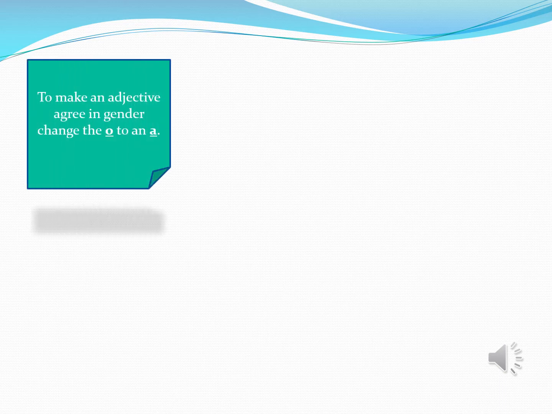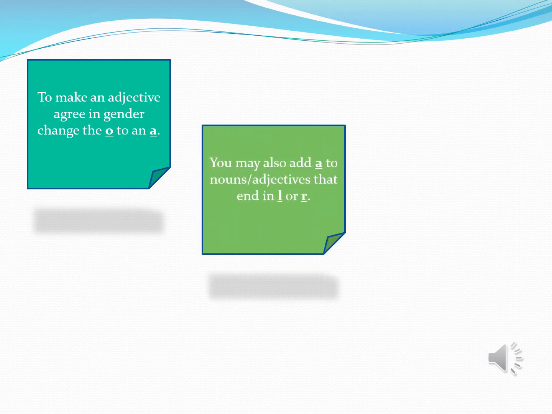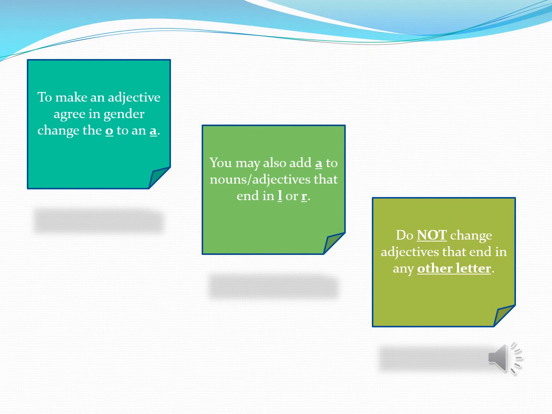So to make our adjectives agree in gender, if the adjective ends in an O, we can change the O to an A to make it feminine. You can also add an A to adjectives that end in L or R if you make those feminine. We don't change adjectives that end in any other letter, only O's to A's.